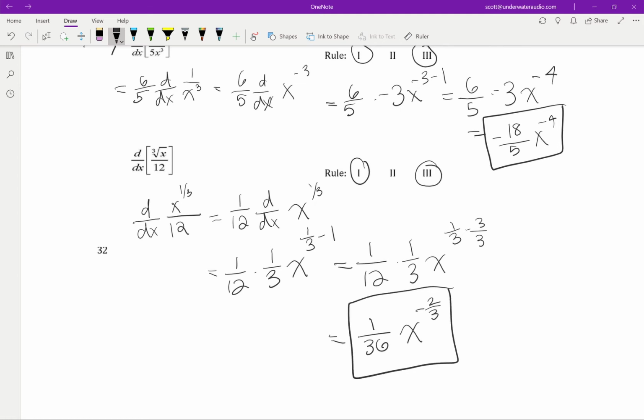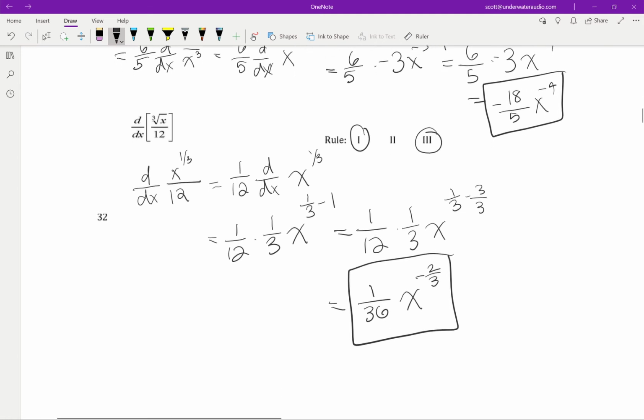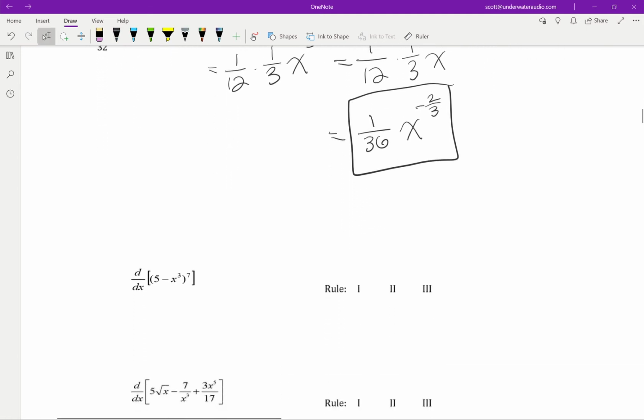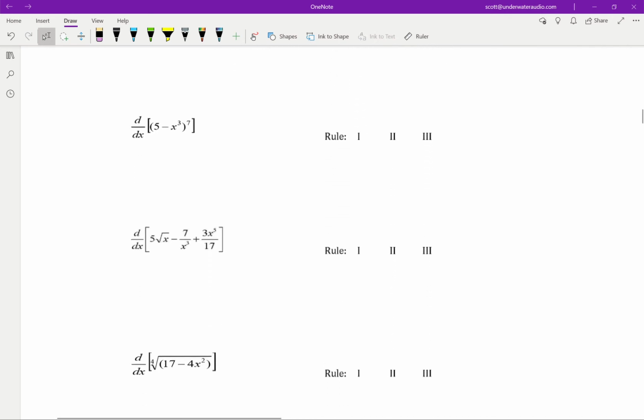Okay, so again, just to repeat this tip here, you never really want to work with a cube root. It's just easier if you make it an exponent, because we have that rule for exponents. Always a good idea to change it to a power. Okay, let's do this next one.